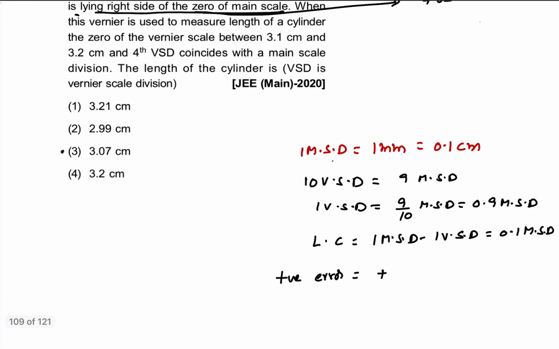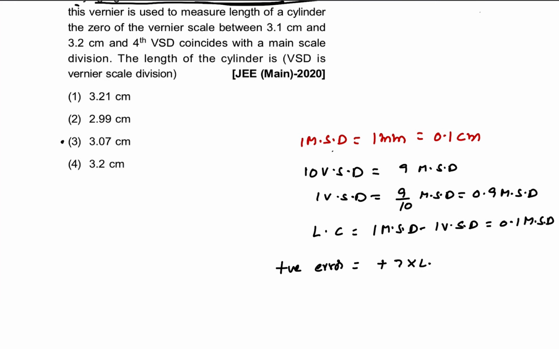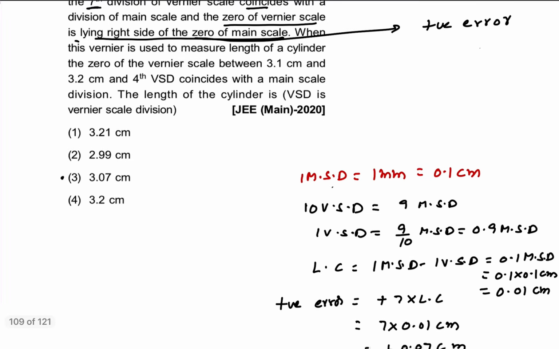plus 7th division is coinciding into least count. What is the value of 7 into least count? I am writing 7 into 0.01 centimeter. That is 0.07 centimeters. So positive error is plus 0.07 centimeters. That is a positive error.